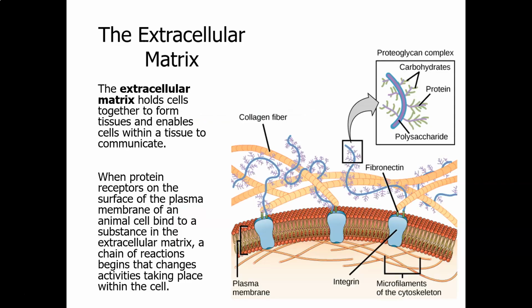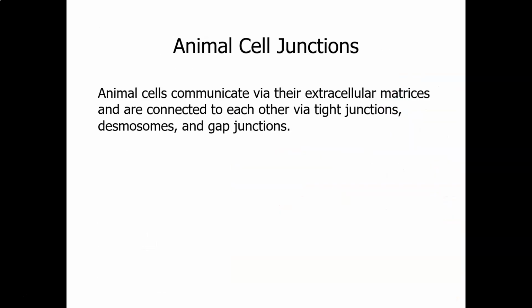And we're going to talk about gap junctions now. Animal cells are connected to each other by tight junctions, desmosomes, and gap junctions. Gap junctions have a gap or a channel between the two cells, allowing materials to flow from one cell to the other. Tight junctions form a very tight seal, like in the urinary bladder. The tight junctions prevent leakage of urine into the rest of your body.